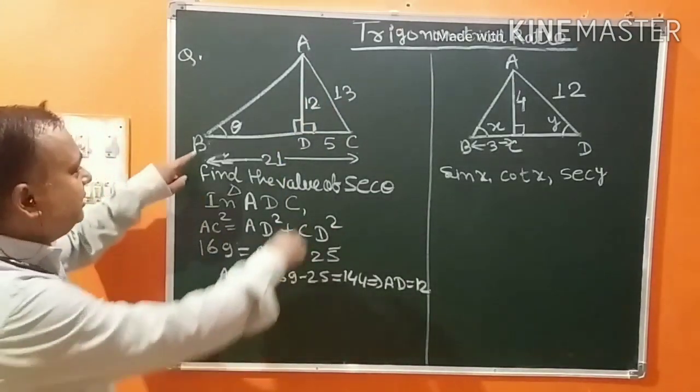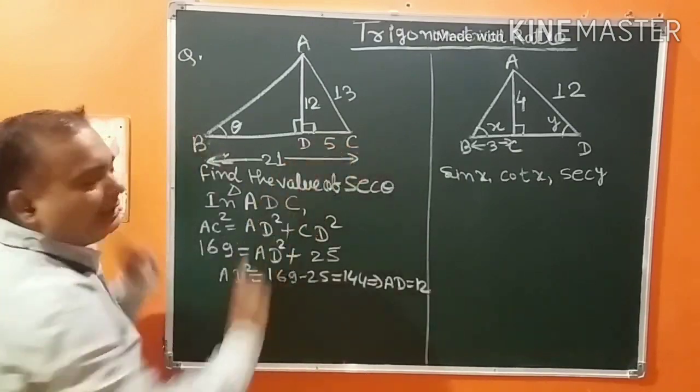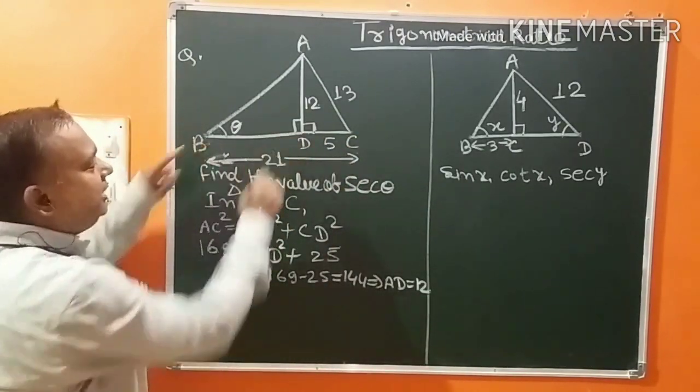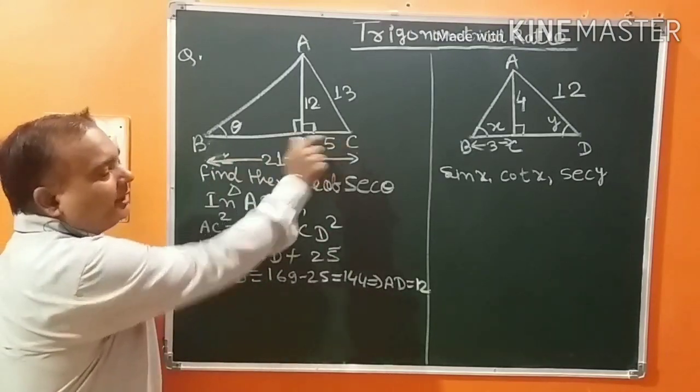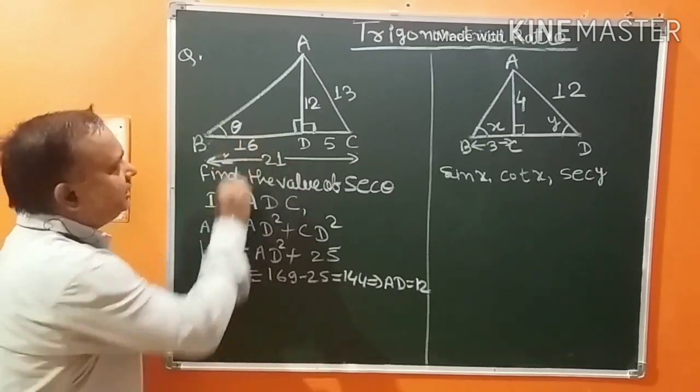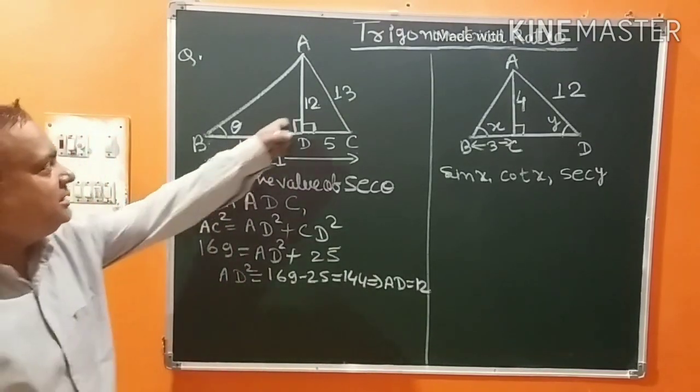Clear? Now this total distance is 21, this distance is 5. So what is the distance BD? Clear? That is 21 minus 5, so it will be 16. It is clear? Now it is 16, it is 12.